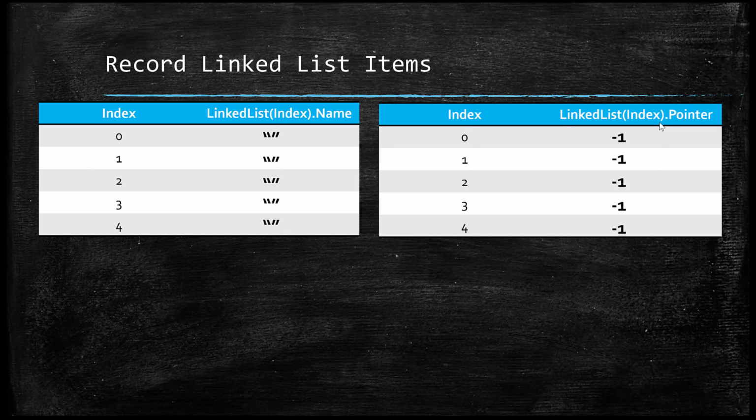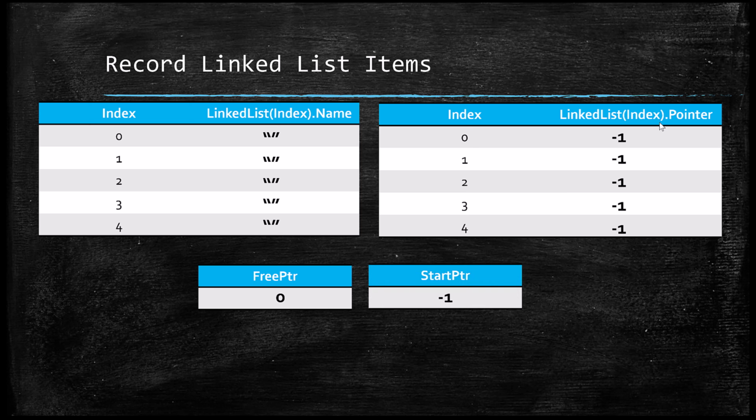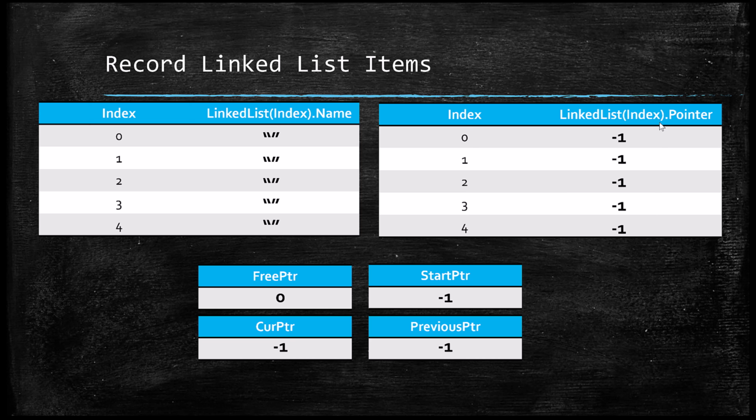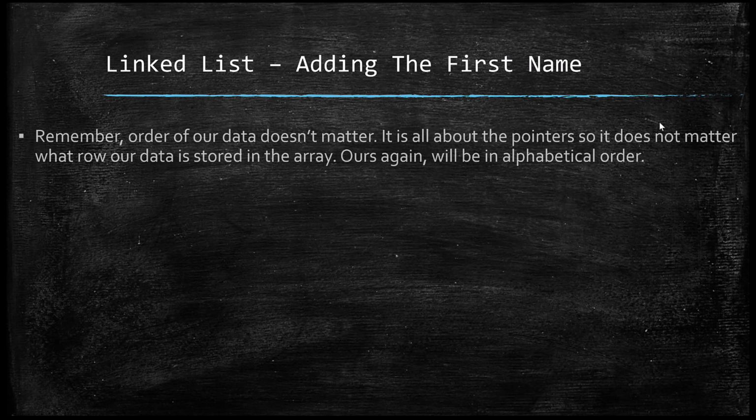Let's take a look at the other variables we're going to need. Free pointer, that looks very familiar. We had it in the last program. Start pointer, looks very familiar. We have also had that. Current pointer, that looks familiar as well. And the last one, previous pointer. These are the same variables we had in the earlier videos. The difference between all these videos is the type of data structure that we're storing and implementing our linked list into. So let's go ahead and add the first name.